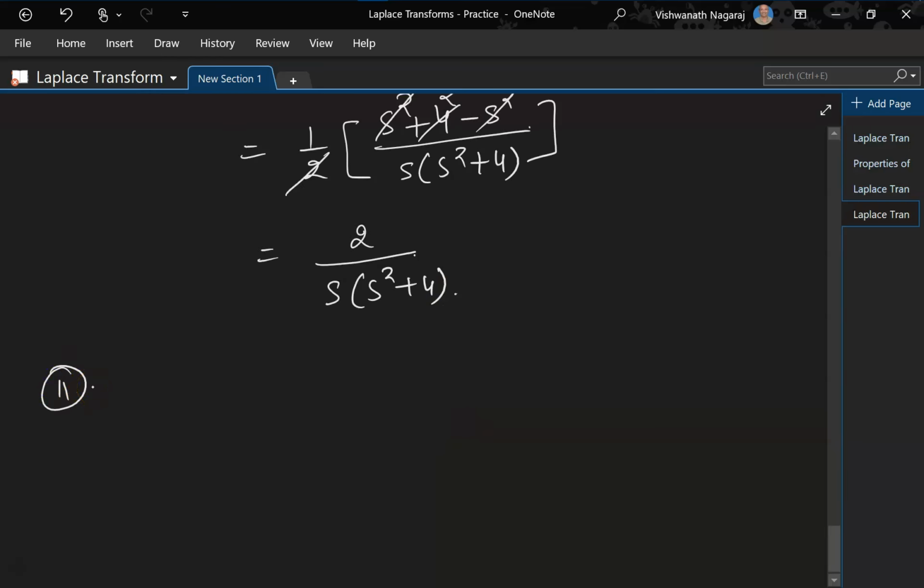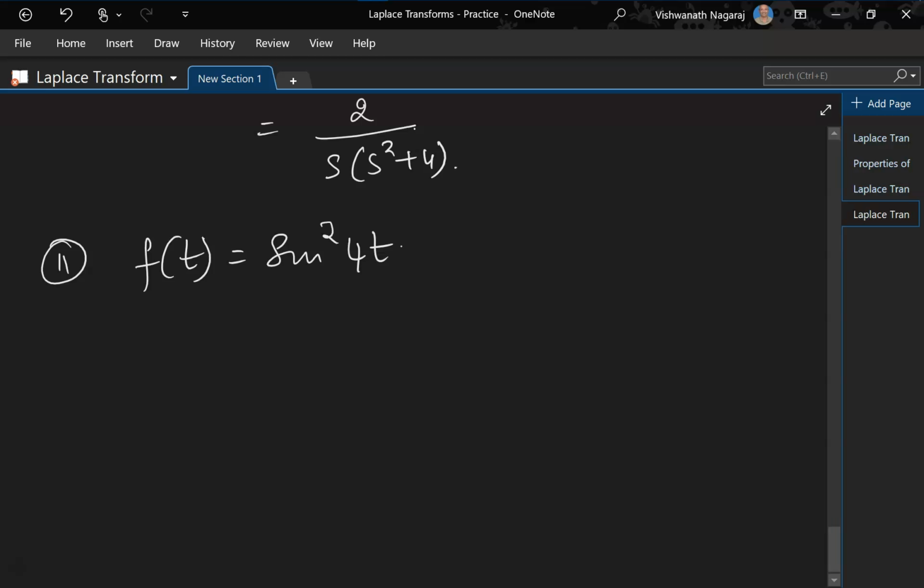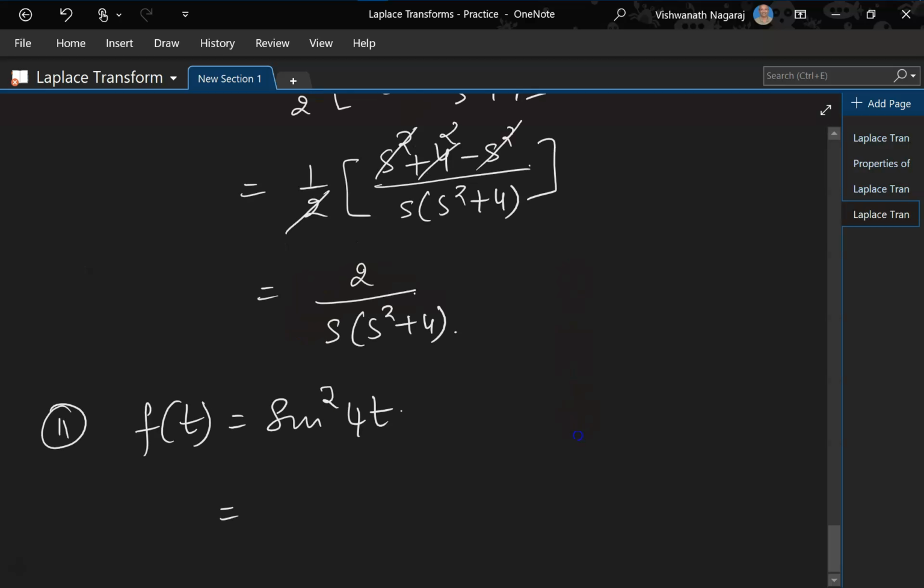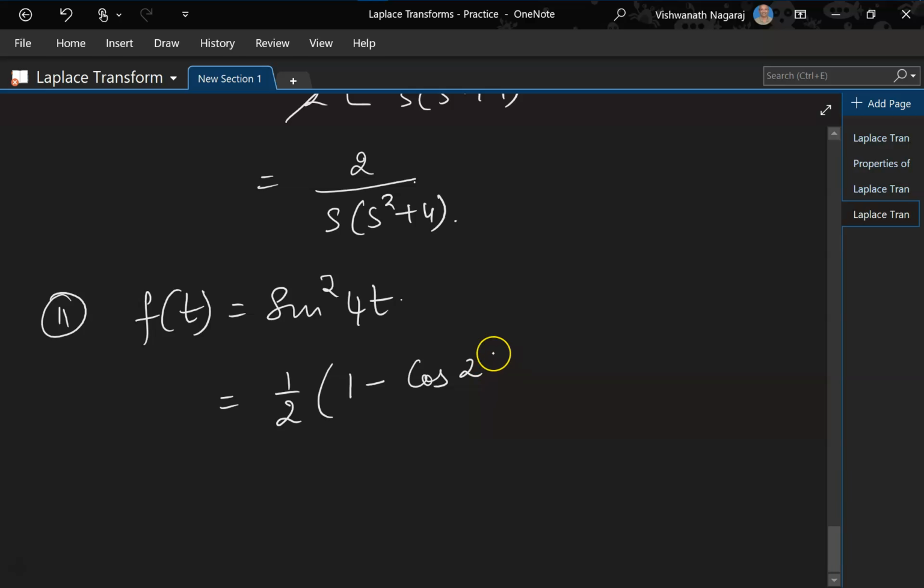11th one. Let's say f of t is equal to sine square of 4t. So now what will happen? The main thing is to get it into some kind of elementary operations. So in the previous example itself, we have seen we converted sine square t to this. So we'll again convert this to 1 by 2, 1 minus cos 2 of 4t. Let me put it as a square bracket. So this becomes 1 by 2, 1 minus cos 8t.